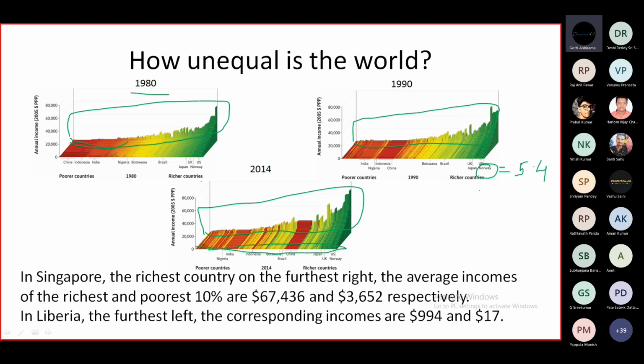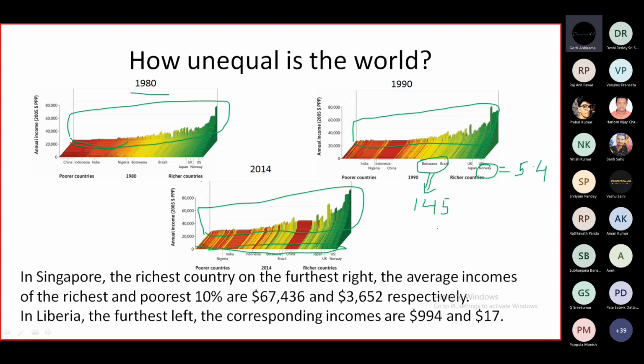And this 90/10 ratio is quite high for poorer countries. For example, if you consider Botswana, one of the sub-Saharan countries, the 90/10 ratio is around 145. And for India, it is 22.